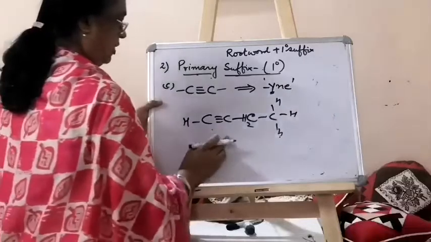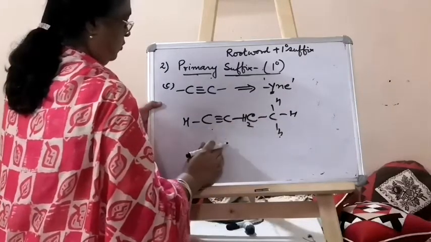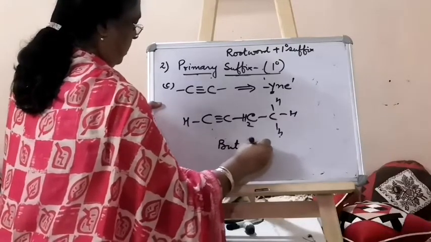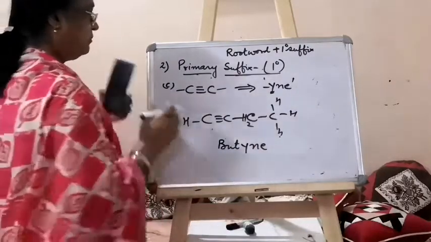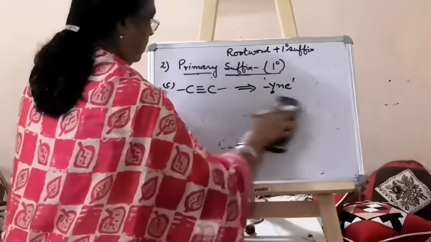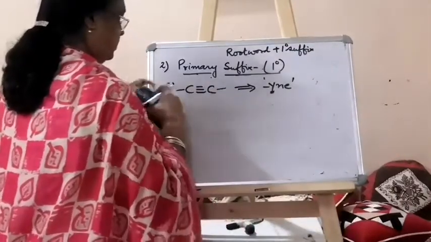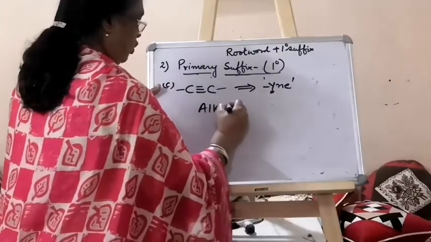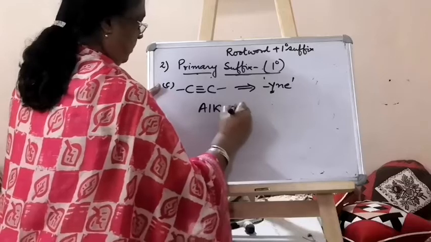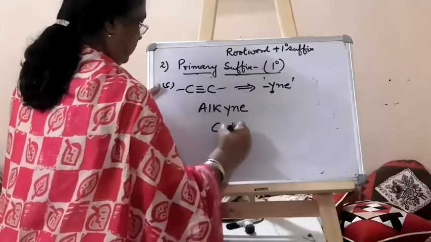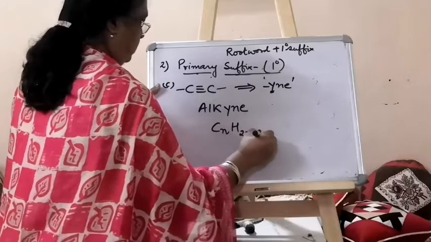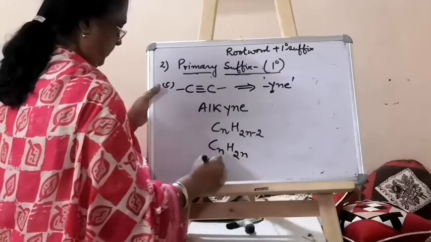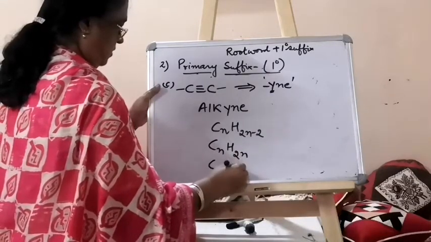So in this case, the root word is 1, 2, 3, 4. When the root word is 4, it is but, and with ine, butine. That is your primary suffix, and the generic name is alk. So if we add the primary suffix for a triple bond, it is alkyne. They have the general formula CnH2n minus 2. This is for alkyne, this is for alkene, and this is for alkane.